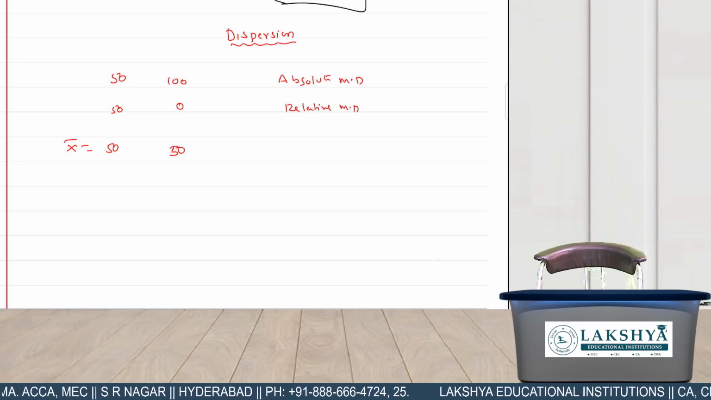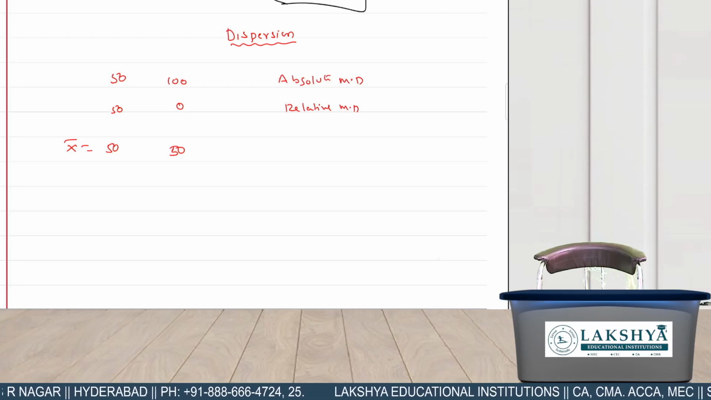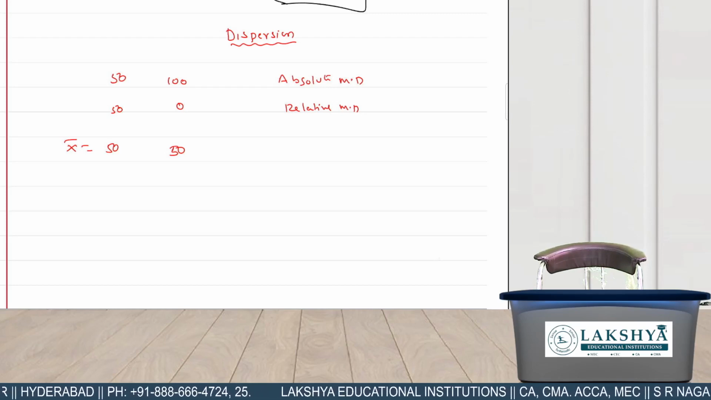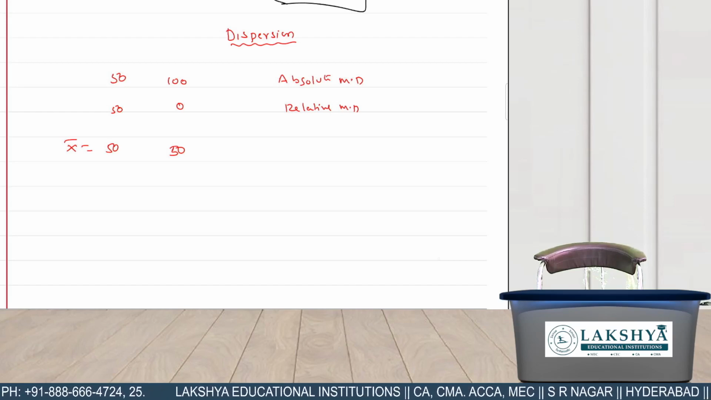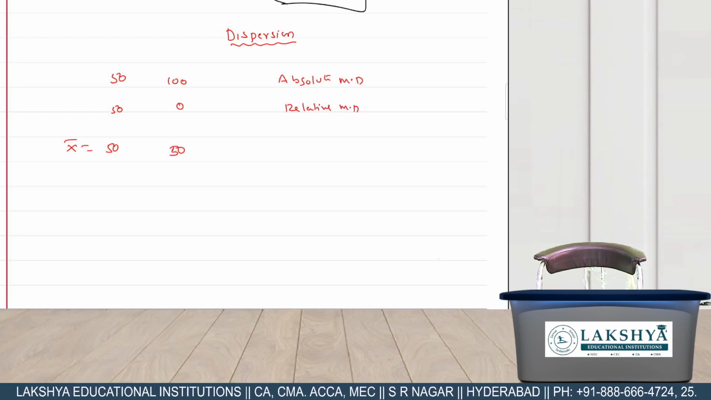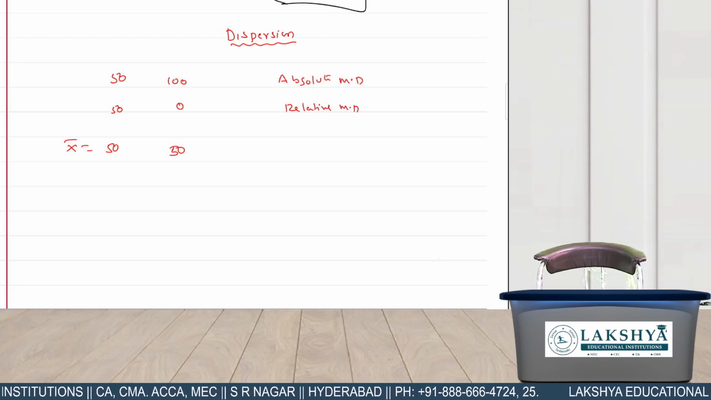These are not free from units, and these have units. Suppose one series is in terms of kgs and another series is in terms of liters. In that situation, it's somewhat difficult to compare those two series because both of them have different units.